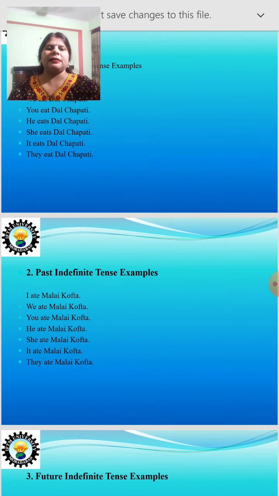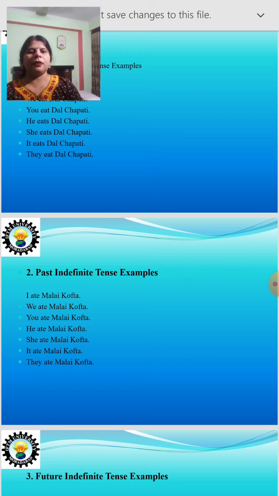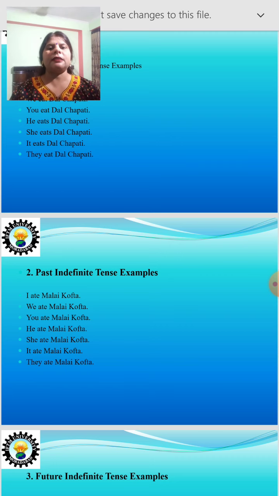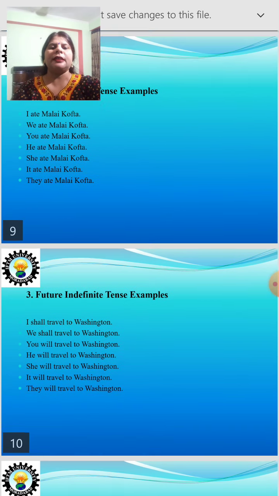Past indefinite tense. In past indefinite we use the second form of the verb. I ate malai kofta. We ate malai kofta. You ate malai kofta. She ate malai kofta. They ate malai kofta.